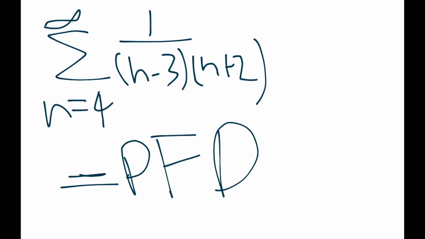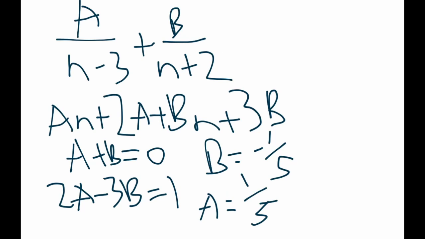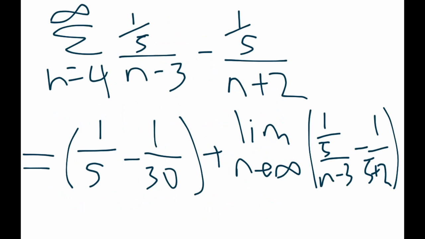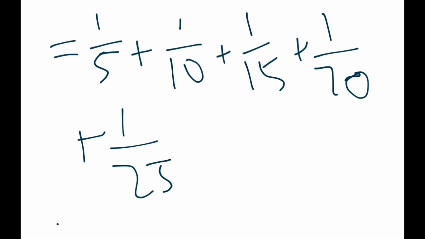Now we're going to have to break up this series using partial fraction decomposition, or PFD. Setting up the PFD and cross multiplying, we get an plus 2a plus bn plus 3b. We set that equal to 1, and we end up with a equals 1/5 and b equals negative 1/5. So we end up with the sigma from n equals 4 to infinity of 1/5 over n minus 3 minus 1/5 over n plus 2, which is a telescoping series. Once you cancel the terms out, you get 1/5 plus 1/10 plus 1/15 plus 1/20 plus 1/25.